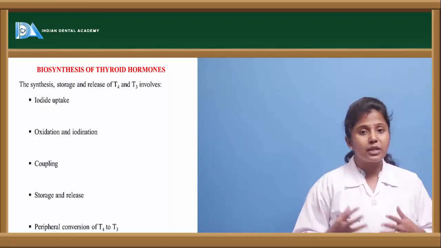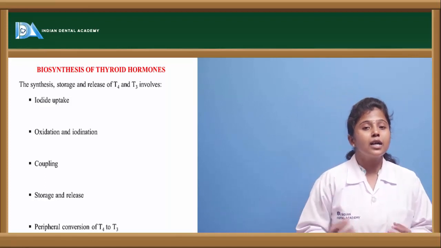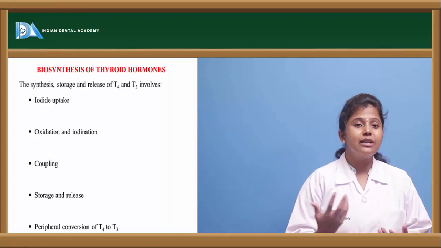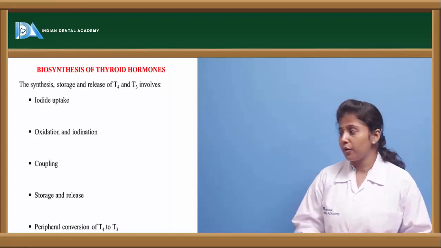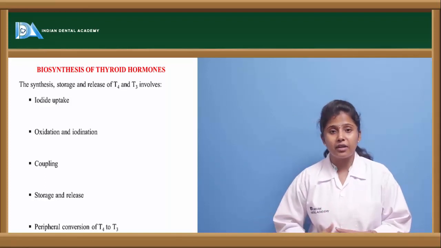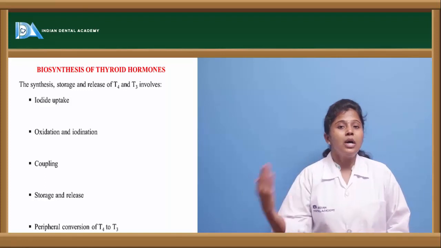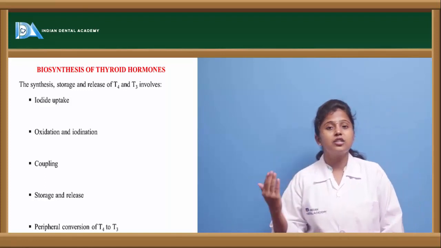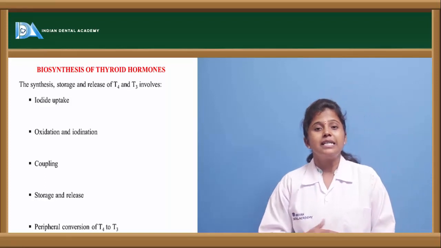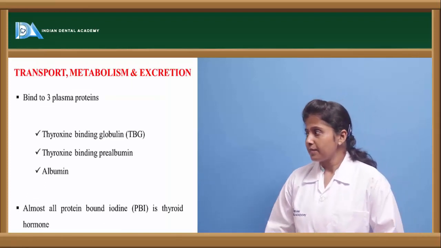Once these are formed, that is T3 as well as T4, they are stored in the vesicles. Whenever they are needed, they are getting released from the thyroid gland. Once T4 is released in the peripheral area, T4 is converted to T3. In the sense, deiodination of T4 is occurring. One of the iodine groups from the T4 hormone is getting removed, whereby it is converted to T3 hormone.